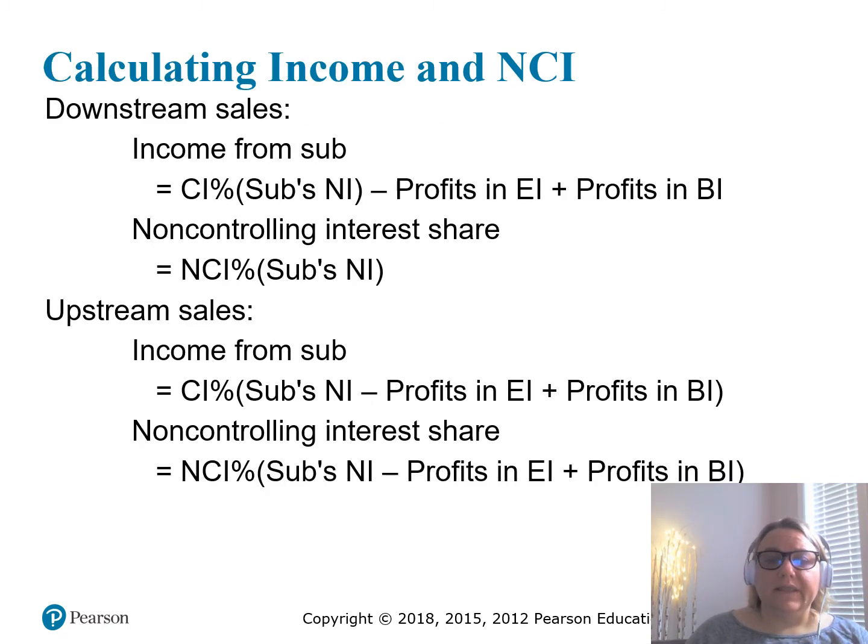Okay, so here are the calculations to calculate the income and the non-controlling interest. In this case, remember downstream is parent to sub. Here's your formula to get the income from the subsidiary and break out the non-controlling interest share. And then in upstream, again, here's the formula. So the best thing for you to do is just to screenshot this sheet and keep it handy and use it for your calculations.